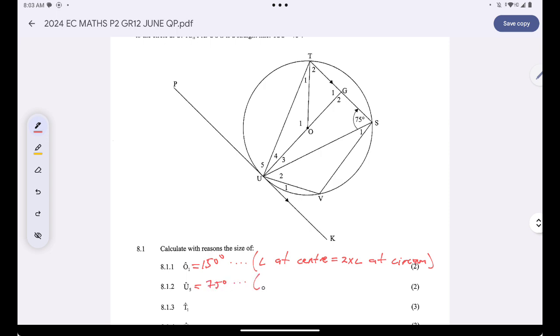Why? Because of the tan chord theorem. Now they want us to find angle T1. Who is T1?